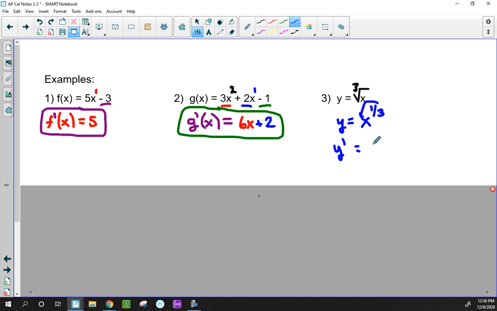And so the derivative for this function would be 1/3 x, and then you'll take your power and you'll subtract 1 from it. And so very quickly, this is how you think about it. 1/3 minus 1 is the same thing as 1/3 minus 3/3. We've got a fraction, of course, so we have to have a common denominator. And 1 minus 3 is -2, and then it would be thirds.